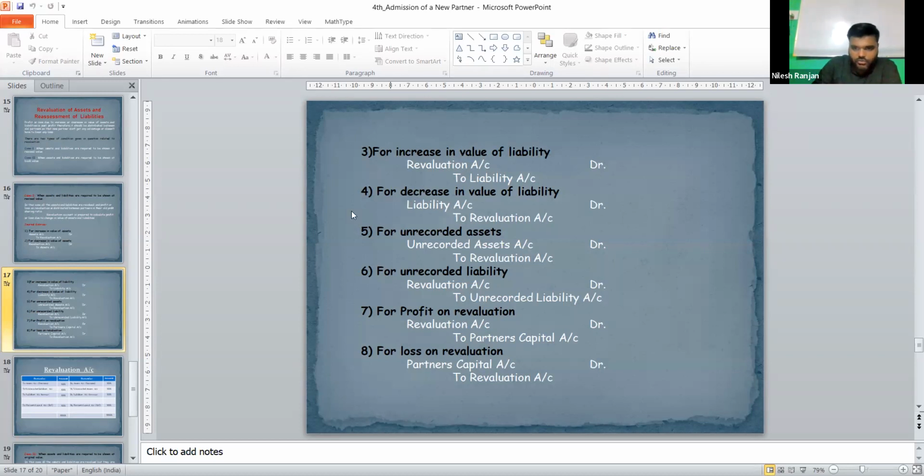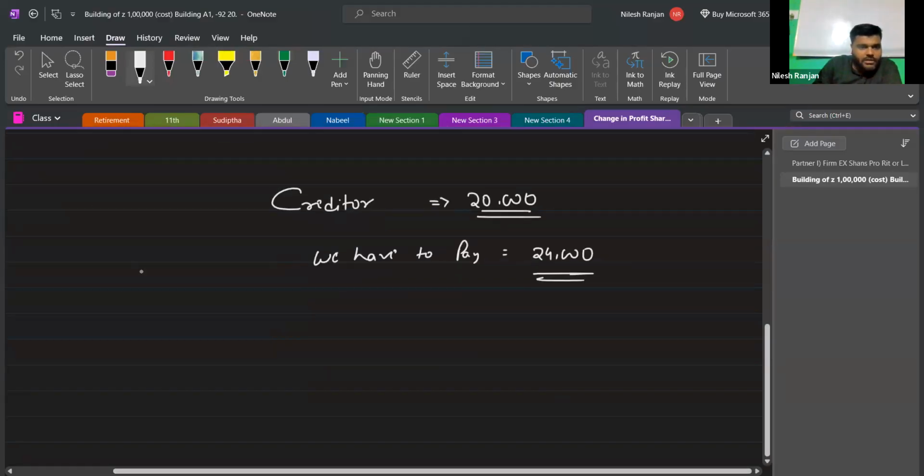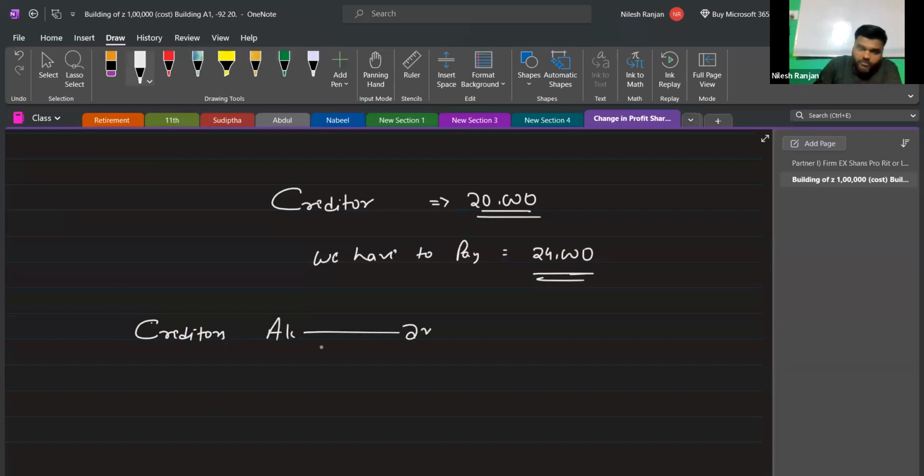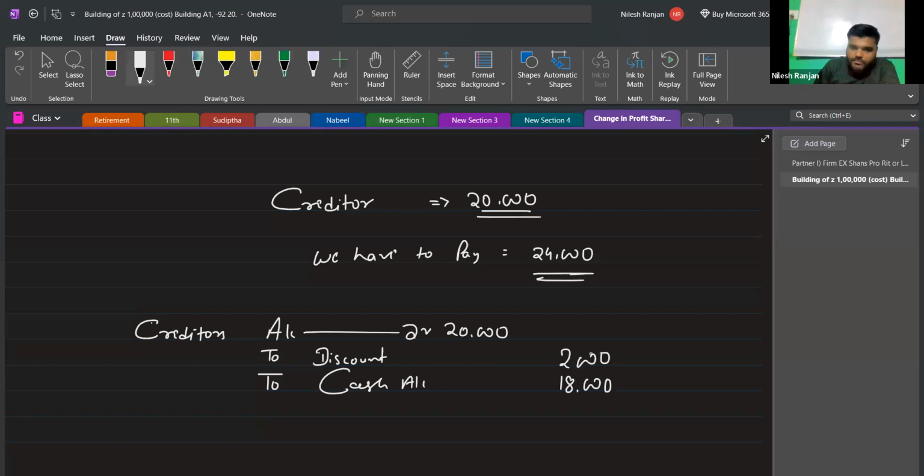If you understand the concept by the journal entry, at the time of journal entry, we have done this. If we have to pay someone 20,000, so creditors account debit. This was the entry at the time of journal entry, not in this chapter. This is our previous concept. So creditors account debit to cash account. Creditors value was 20,000, the book value of creditors, and we have paid only 18,000. So we write discount received 2,000. Yes or no? Yes, sir.